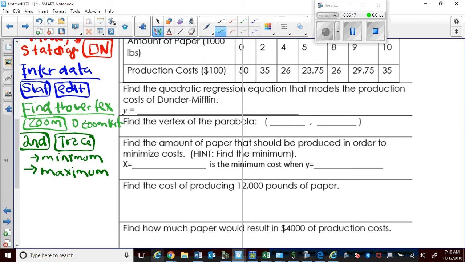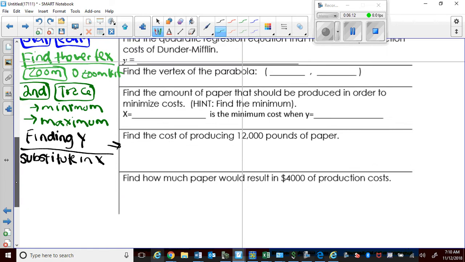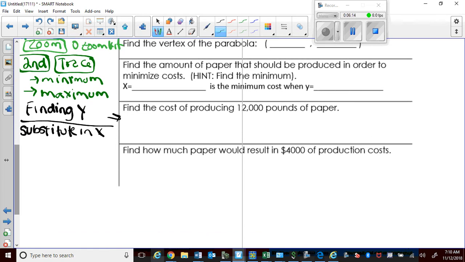Next thing we would do for this type of problem is find y. Finding y. Okay? All you do is substitute in x, and find the solution. Substitute in what x equals.